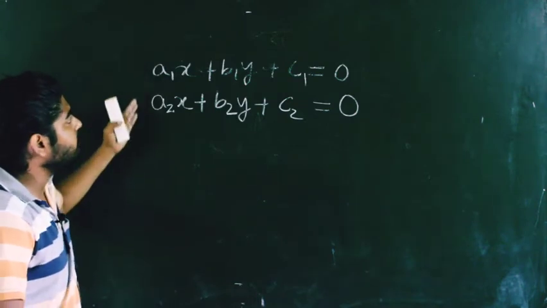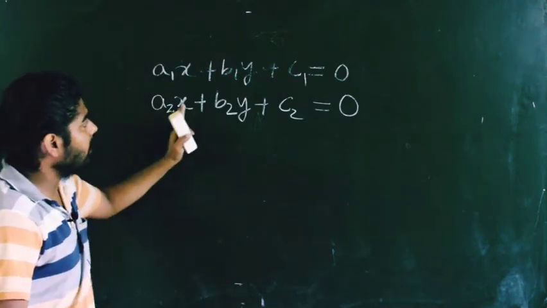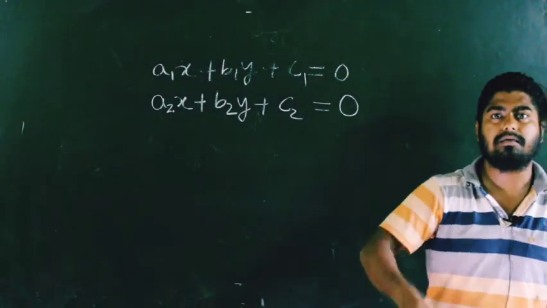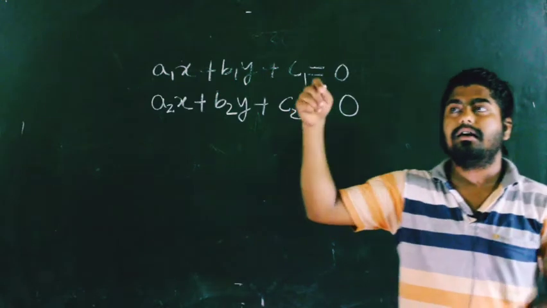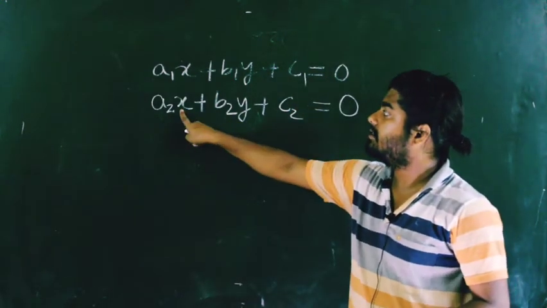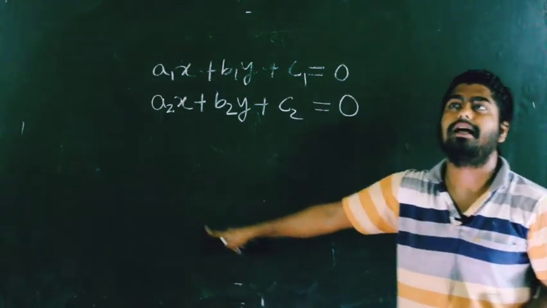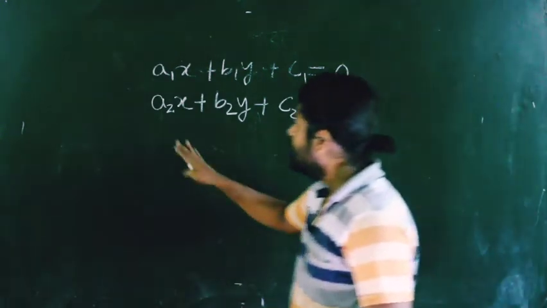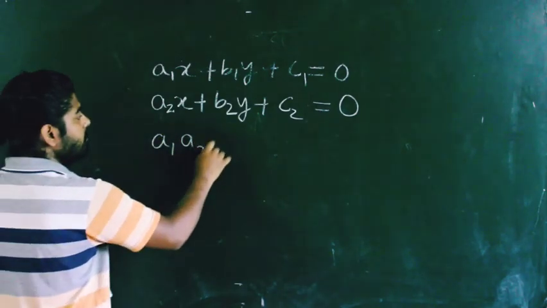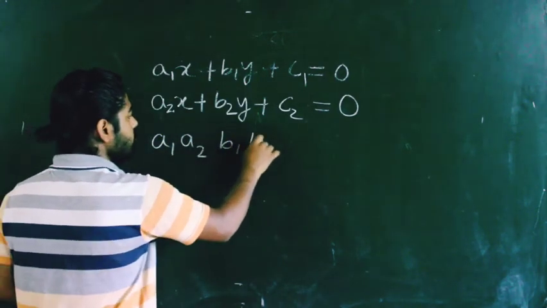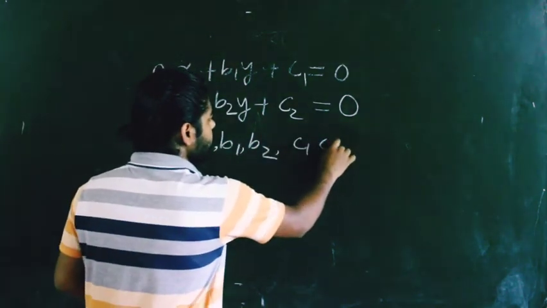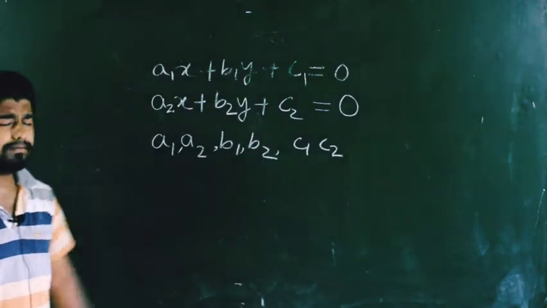Now what we have to see is that here x and y are variables. They are the things that you consider in an equation, like we have done in question 2, bat and ball. So this value is an assumption value. You have to take what is x and what is y. But a1, a2, b1, b2, c1, c2, these are constants.